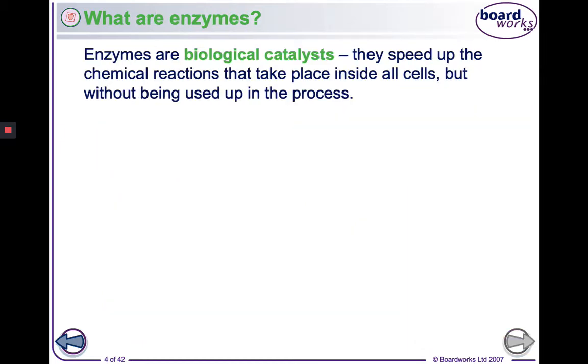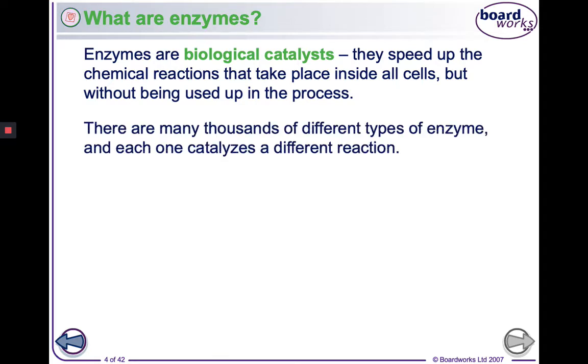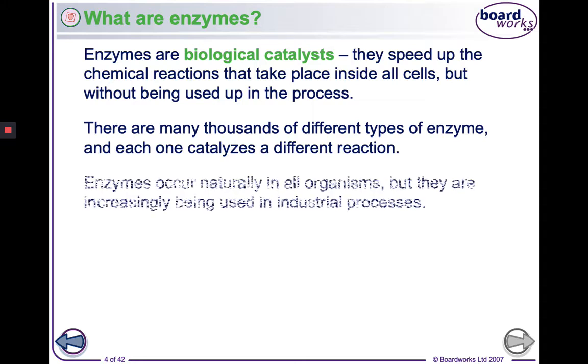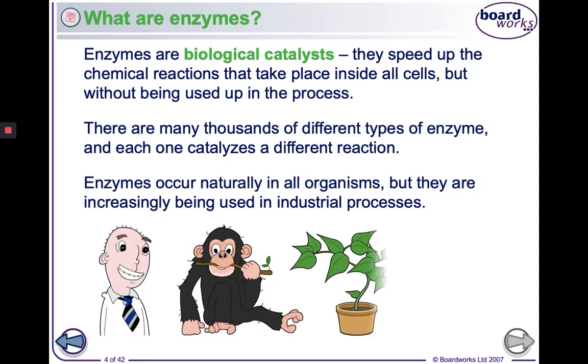Enzymes are biological catalysts. They speed up the chemical reactions that take place inside our cells, but without being used up in the process. There are many thousands of different types of enzymes, and each one catalyzes a different reaction. Enzymes occur naturally in all organisms, but they are increasingly being used in industrial processes.